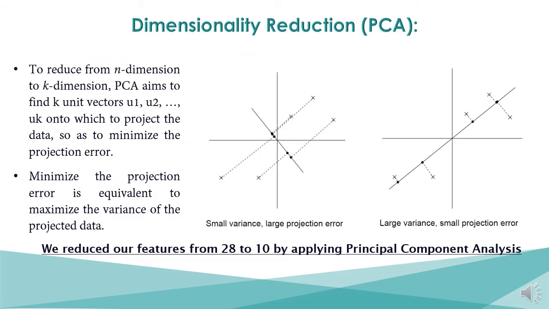Now we have our features, but on counting, the number of features came out to be 28. Since many of the features we used earlier can be correlated to each other, to remove multicollinearity, a dimensionality reduction algorithm, PCA or principal component analysis, has been implemented. PCA works on the principle of maximizing the variance. To reduce from n dimensions to k dimensions, it aims to find k unit vectors onto which to project the data so as to minimize the projection error. Here, by applying PCA, we reduced our features to 10.